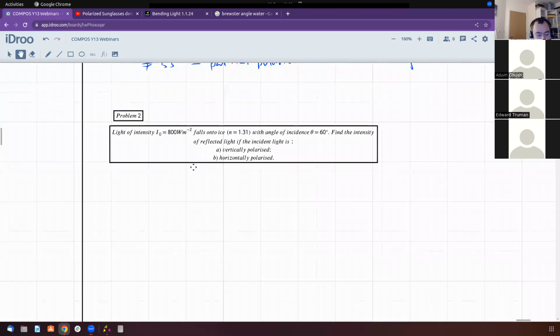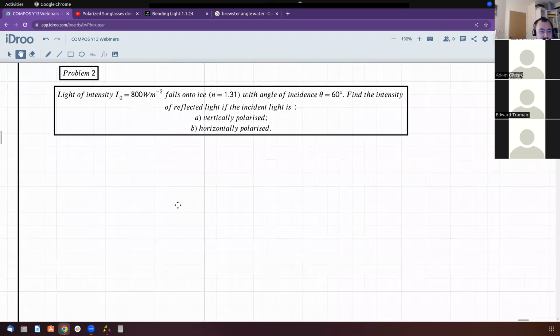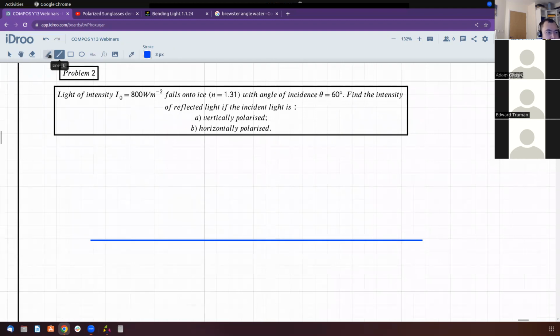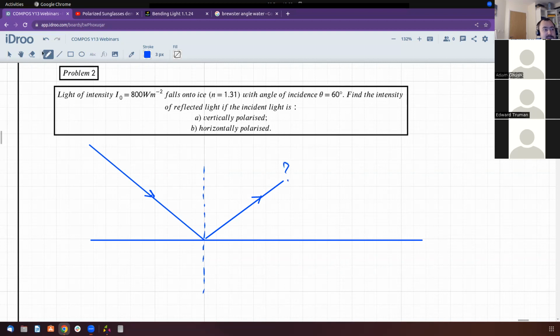Okay. Find the intensity of reflected light if the incident light is vertically polarized, horizontally polarized. So you have the surface of ice or snow, and light is coming in at 60 degrees. And you want to know how much of it is reflected.